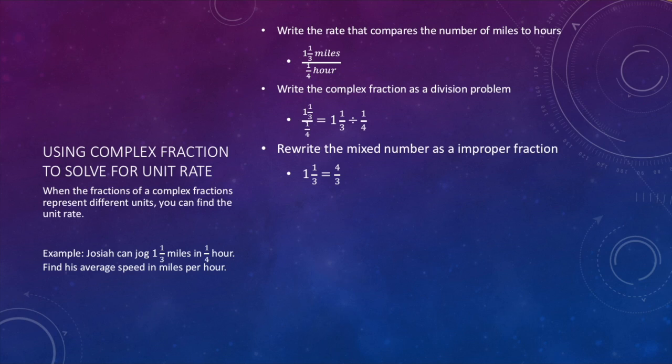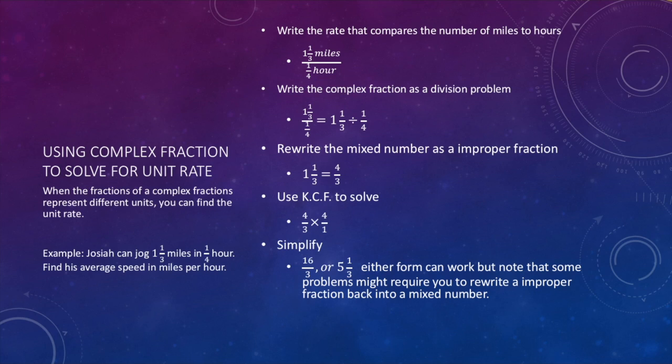Now we can use that 4 over 3 to replace the 1 1/3 within our problem. And then we can apply the keep, change, flip practice to it. So now we have 4 over 3 times, we take 1/4 and flip it, 4 over 1. So we have 4 times 4, which is 16, and then 3 times 1, which is 3. You can leave it as 16 over 3. I'll accept that answer because I know you've done it right.